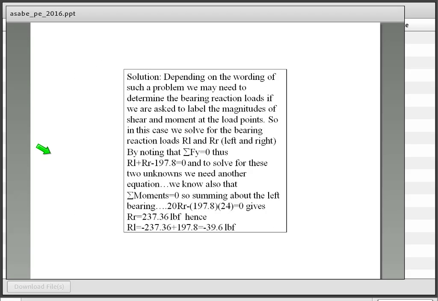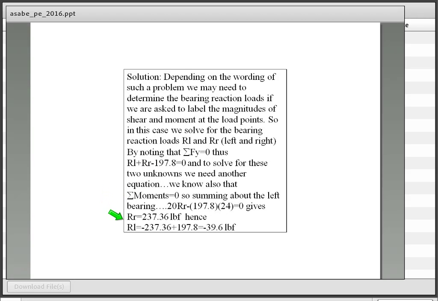In this case, to do that, I had to calculate the reaction loads. Well, the way to get reaction loads, we've got two loads, and we need two equations so that we can solve for those two unknowns. One equation is just the sum of the forces in the y direction equals 0: R left plus R right minus 197.8 equals 0. And then the other equation we can usually get by the sum of the moments. Sum of the moments about any point on the shaft, but usually it's easier to sum about one of the bearings or the other.